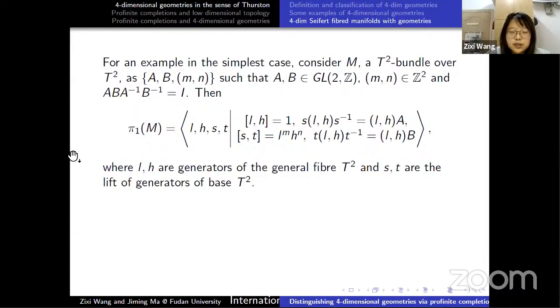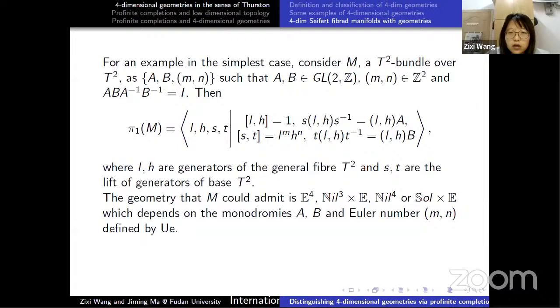where l and h are generators of the general fiber, and s, t are the lifts of the generators of the base torus. The relations on the right-hand side represent the conjugate action of the generators of the base on the fibers, and they measure how the fiber twists along the loop on the base. And a T^2-bundle over the torus could admit geometry of these four types, which depends on the monodromies A and B and its Euler number (m, n). And we should remark that this representation is not unique. It's up to a series of transformations.